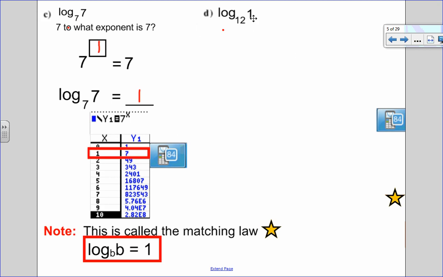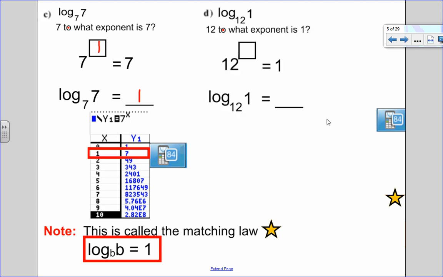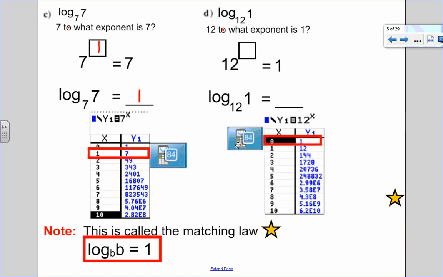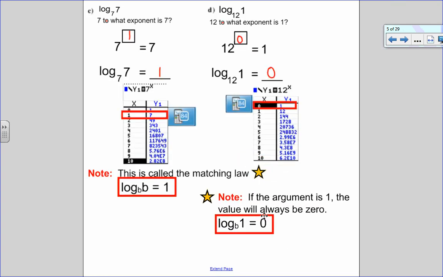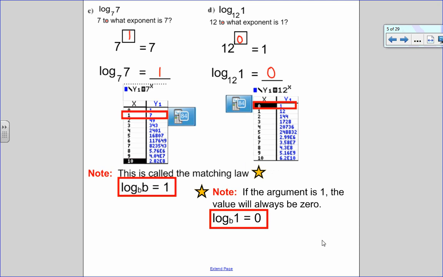Okay, here's another special one we're going to look at. Log base 12 of 1. So this is saying 12 to what exponent is 1. Hopefully you remember the zero exponent from Math 10C, but if you don't, there it is. So 12 to the 0 equals 1, which tells me log base 12 of 1 is 0. Now this is another special law that we want to take note of, and this is the zero exponent. Anytime the argument is 1, the value of the log will always be 0, because any base to the exponent of 0 will equal 1. So those are worth noting.